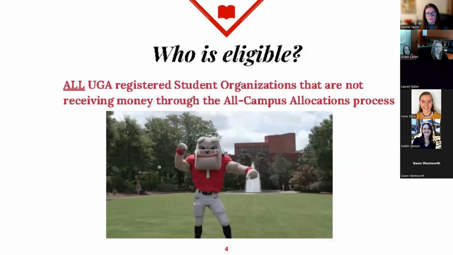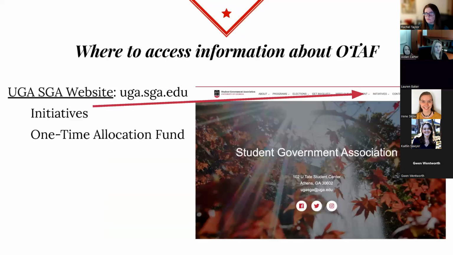So all registered student organizations are eligible as long as you're not receiving money through the all-campus allocations process. So if you're not coming to see us in March when we do the big all-campus, you are eligible to come see us one time per semester at the one-time allocation fund hearings. There are a lot of rules and stipulations that I don't think I'll be able to get into today, but they are all on the Student Government Association website. You can find them under initiatives. And the application is on the involvement network.